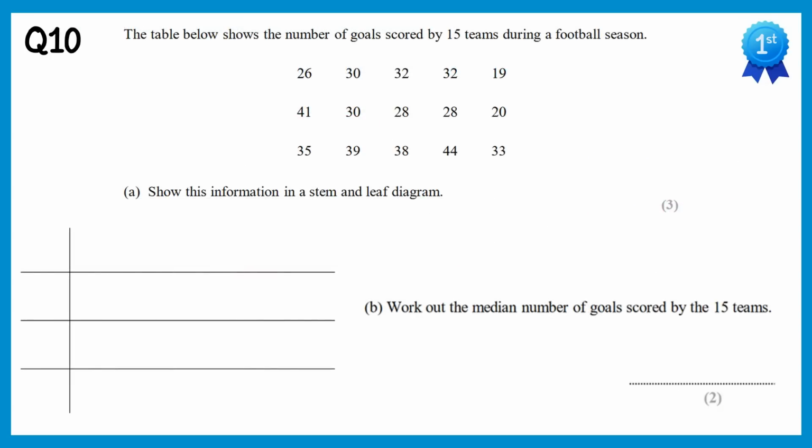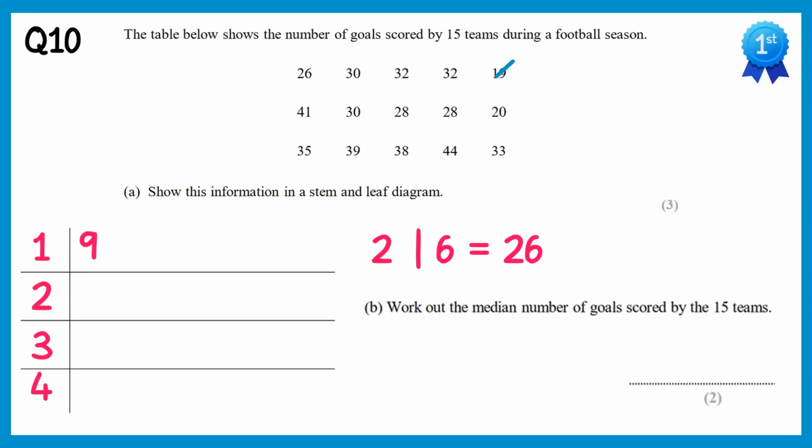For this question we need to draw a stem and leaf diagram. I notice the lowest value is 19 and the highest value is 44, so I need to make sure my stem goes from the teens all the way up to the 40s, so 1, 2, 3, 4. I will also add a key to make it clear what my numbers are, so 2 with a line then a 6 is going to represent 26. Now we add in the numbers.